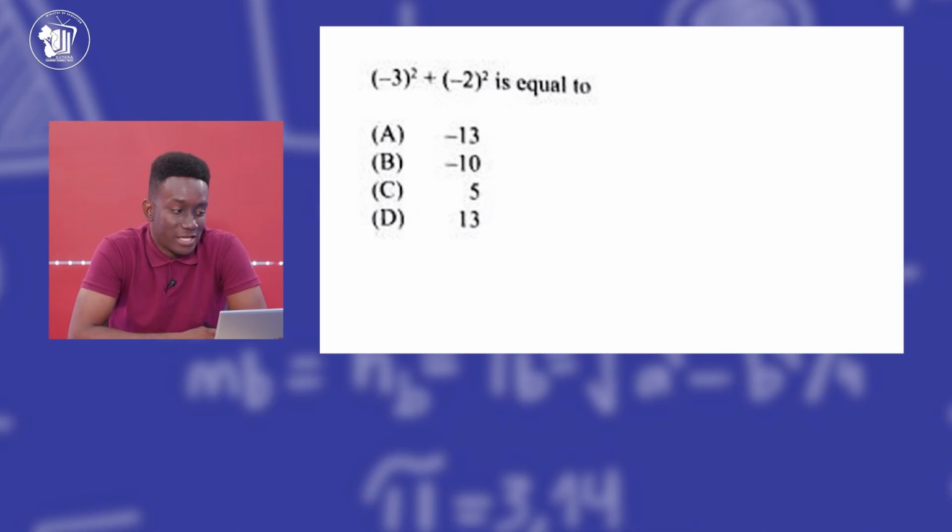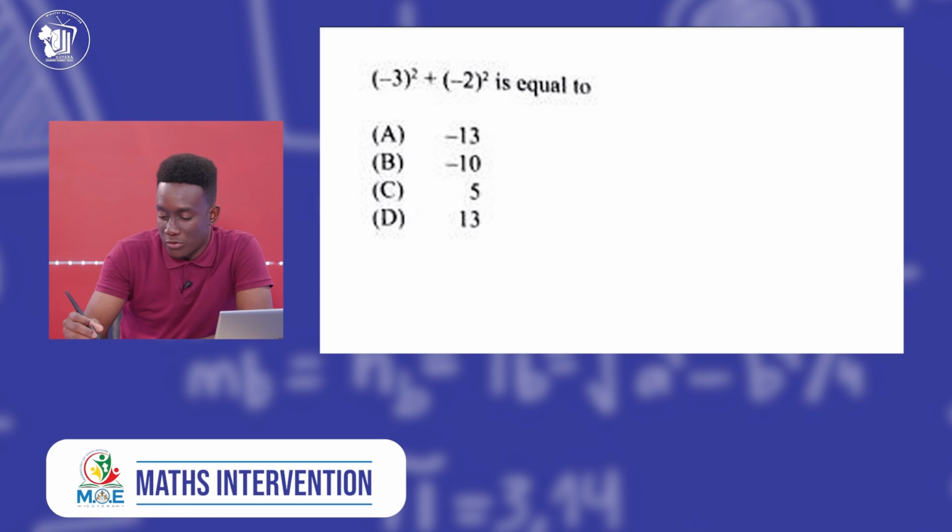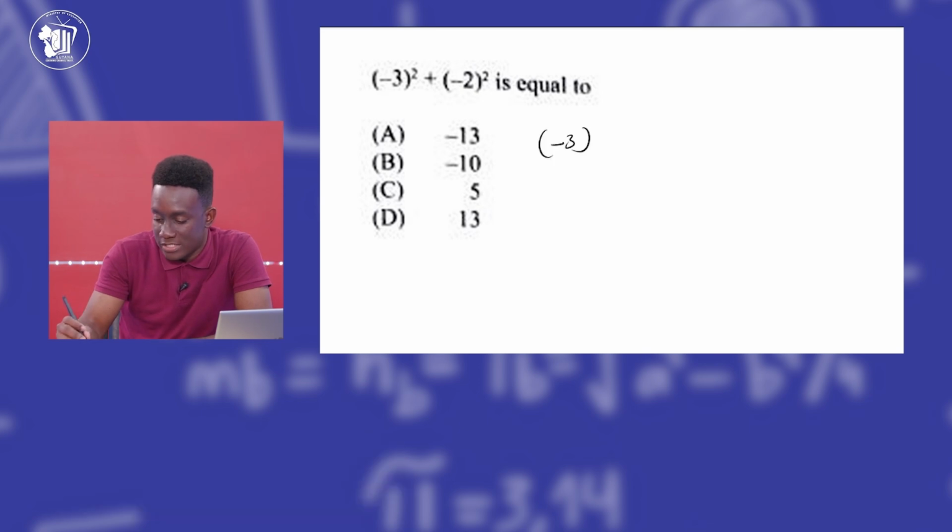In this video we will be looking at some multiple choice type questions on computation. So let's head straight into the first one. This question says negative 3 raised to the second power plus negative 2 raised to the second power is equal to. So for this question we have negative 3 raised to the second power plus negative 2 raised to the second power.